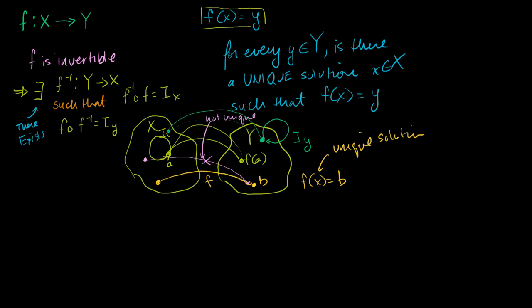So this is what invertibility tells me. This is how I defined invertibility in the last video. Now we're concerned with this equation up here, the equation f of x is equal to y. And we want to know, for any lowercase y in our big set y, is there a unique x solution to this?